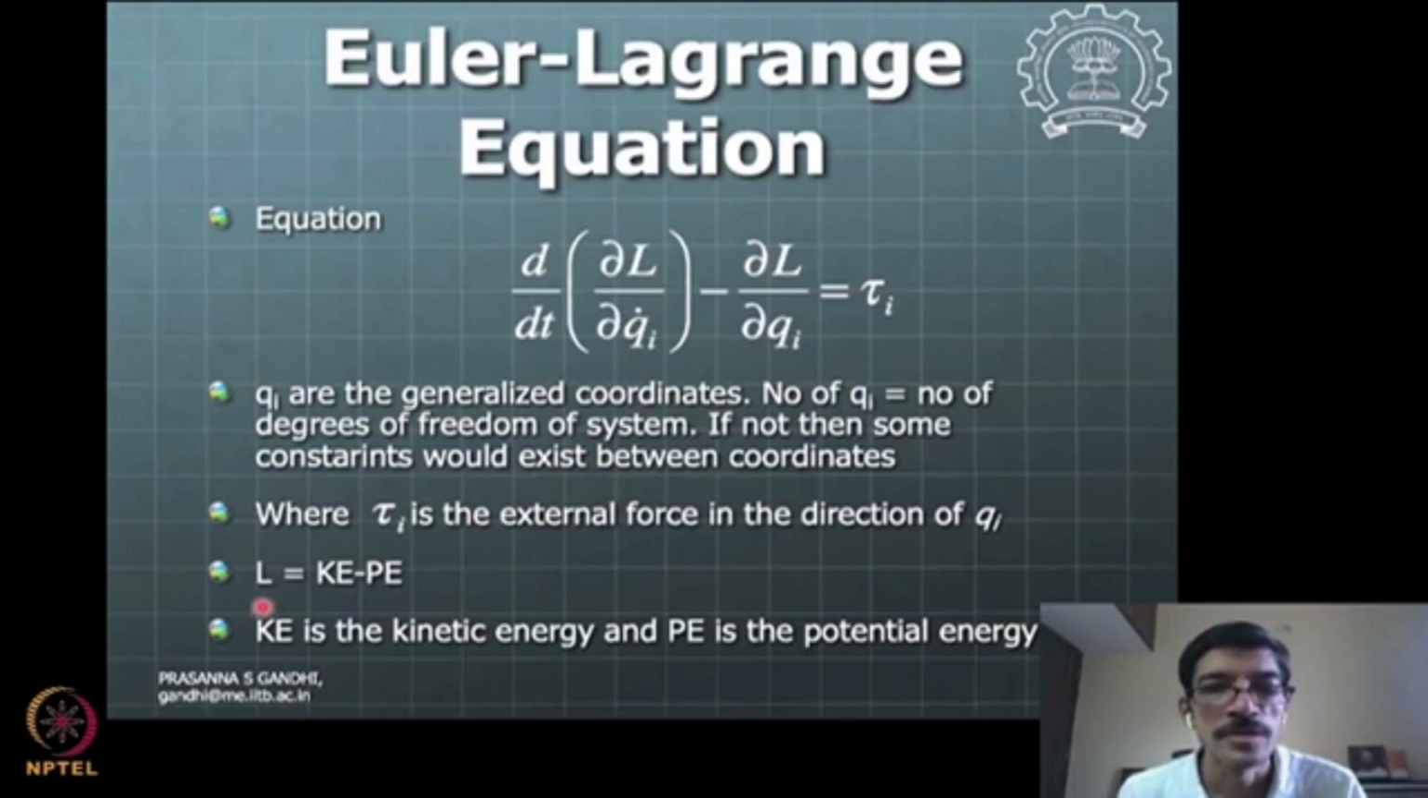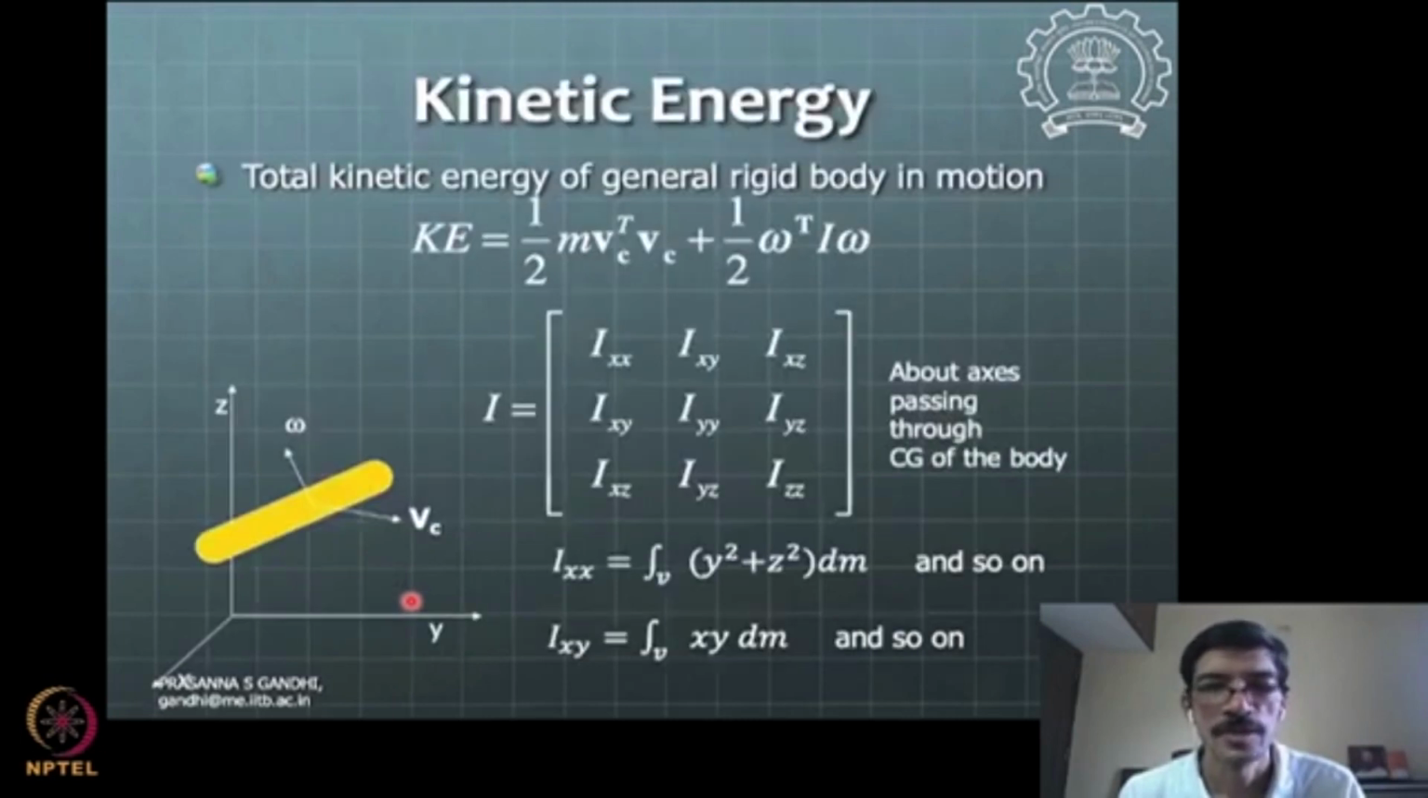So the L is defined as the difference between kinetic energy and potential energy. Kinetic energy in general for a rigid body system can be defined, as you know from the concepts of kinematics and dynamics that we have seen, as half m v. Now this v is of the center of mass; this point C is the center of mass of a rigid body.